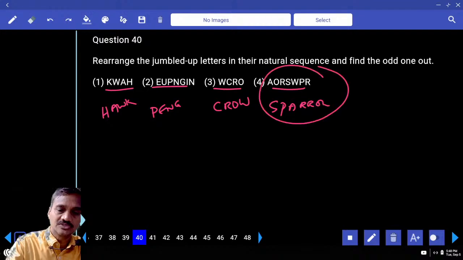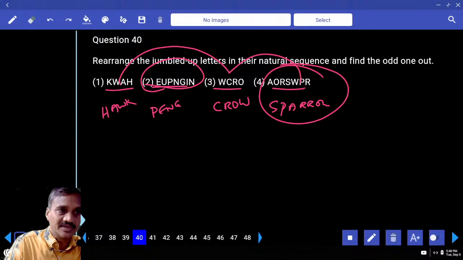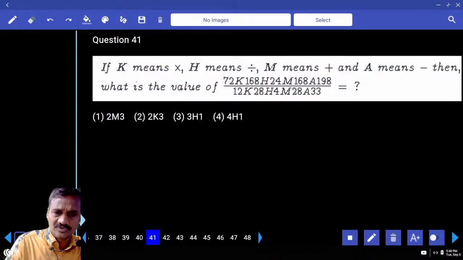All the remaining are what? The remaining are, except choice 2, the remaining 3 are flying birds. Isn't it? Birds that are flying. Then next one, now here in this question number 41.